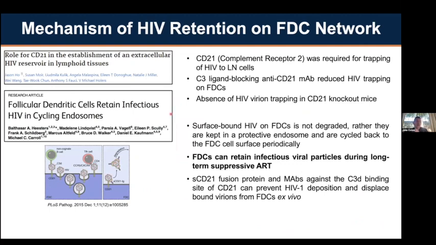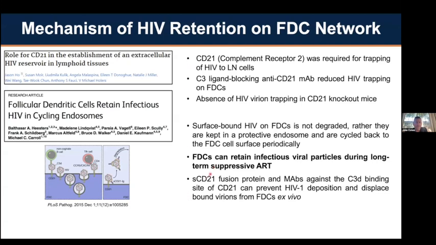And lots of work has been done in trying to understand how this virus is trapped and retained on these follicular dendritic cells, and is this virus infectious? This paper that was done by Michael Carroll's group about a decade ago actually demonstrated that if you take FDCs out of secondary lymphoid tissues from individuals that have been on long-term suppressive therapy from anywhere from 1 to 20 years, and you ask the question, can infectious virus particles reignite new rounds of infection ex vivo? The answer is yes. So the FDC can retain this virus in an infectious state.